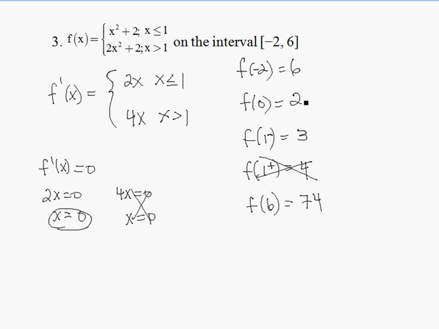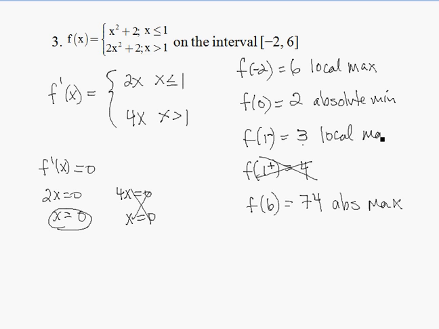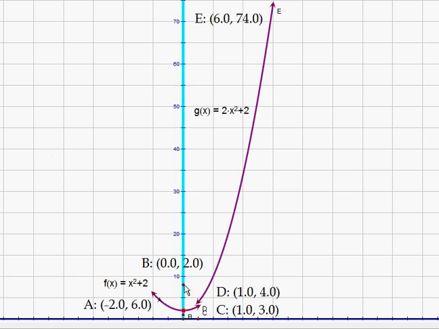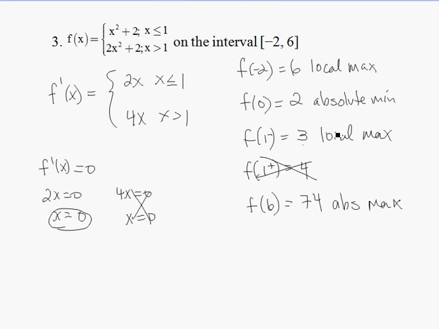So since this 2 is the lowest function value that we have, we'll call this an absolute min, and likewise this is our absolute max. So now since it goes from 6 down to 2, we'll call this 6 a local max, since our function values are decreasing, and then since it's going from 2 up to 3, we'll call this a local max. And we can verify that again by looking at the graph. This is a local max, absolute min, local max, absolute max. And that's verified here.